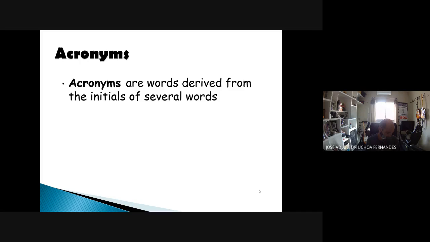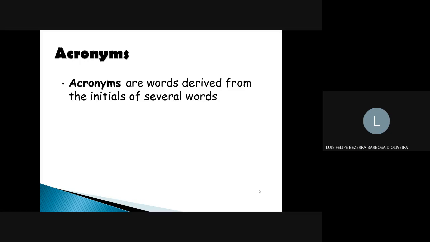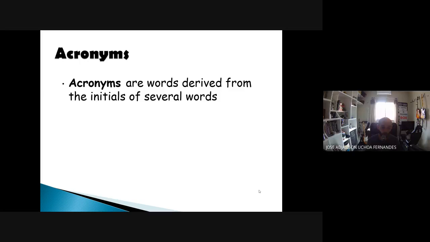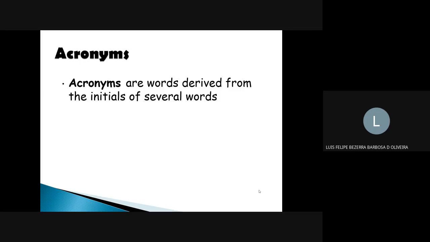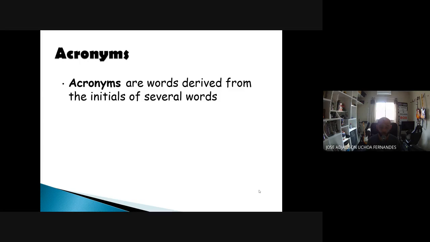The first one that comes to my mind is the one we use when you teach coordinating conjunctions: FANBOYS, because you have all the words like for and nor. Take a look at this.